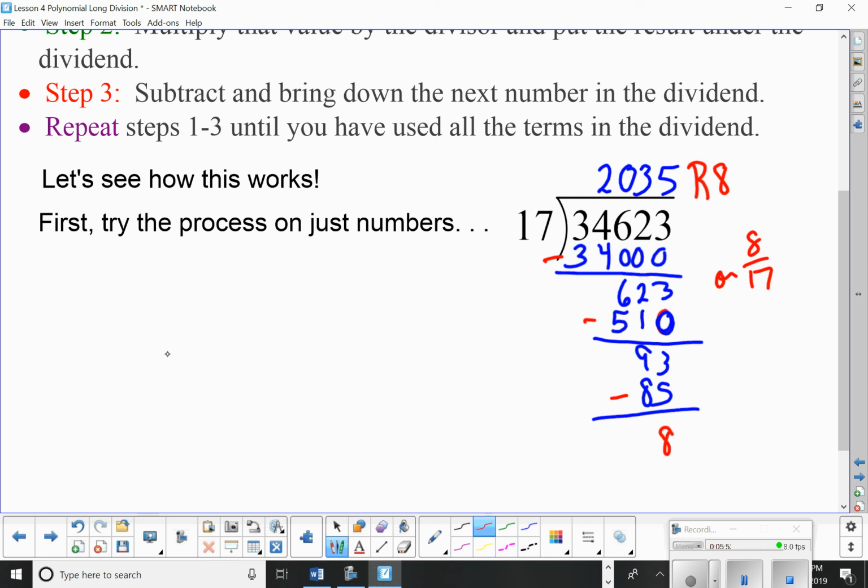8/17. So I can write this as 2035 and 8/17, or 2035, remainder 8. Either one. There are times where we want to just look at the remainder, and there are times where we want to write it as a fraction. This is the process that you should have learned in elementary school.